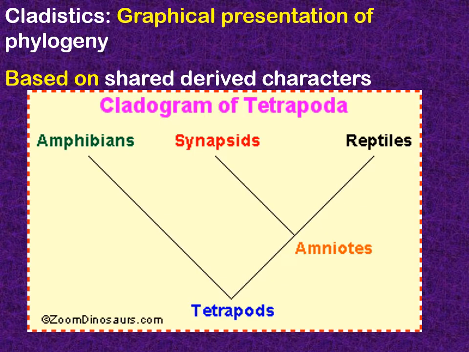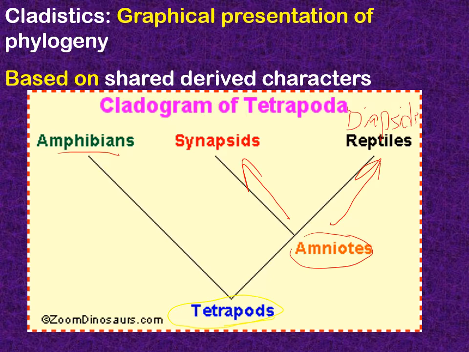So remember, the reason that we say that synapsids and reptiles are both types of amniotes is based on phylogenetics. It's based on this cladistics approach, where all of the organisms you see here are tetrapods. However, one group of tetrapods are the amphibians, the other group are the amniotes. The amniotes can then be broken down further into synapsids and reptiles, and for reptiles we'll also just put diapsids. They fall there too. Reptiles are a type of diapsid.